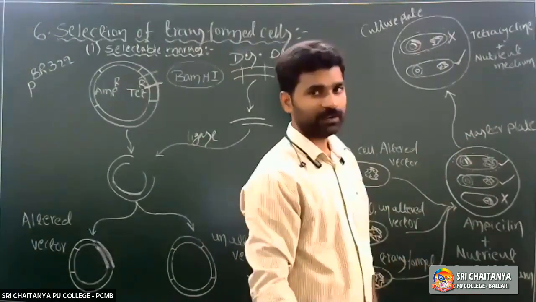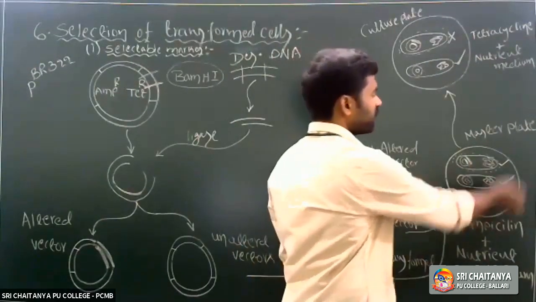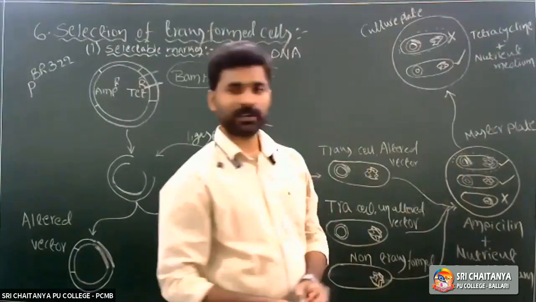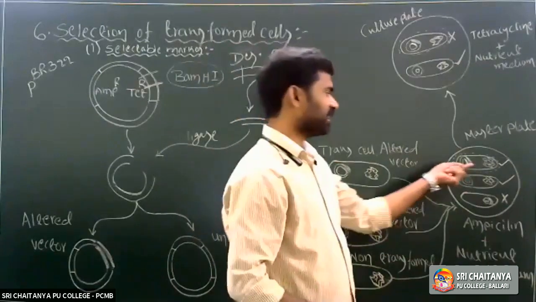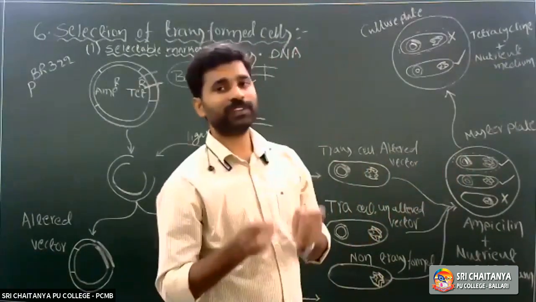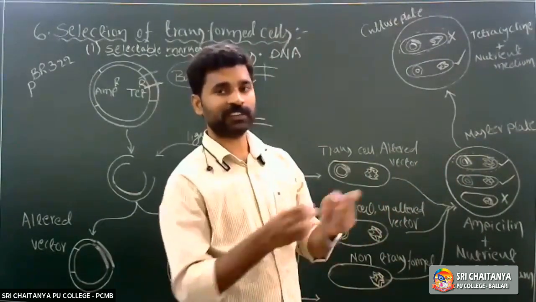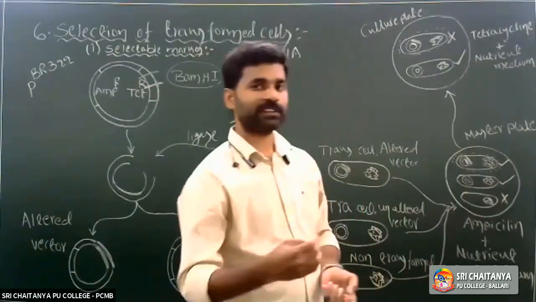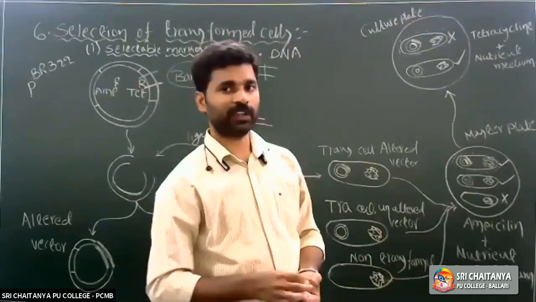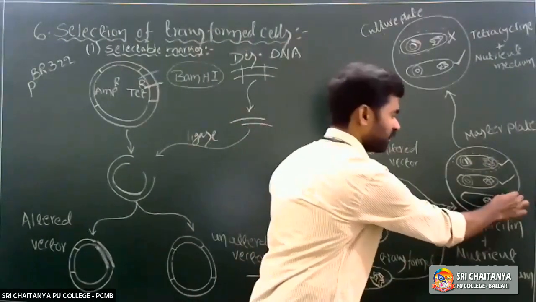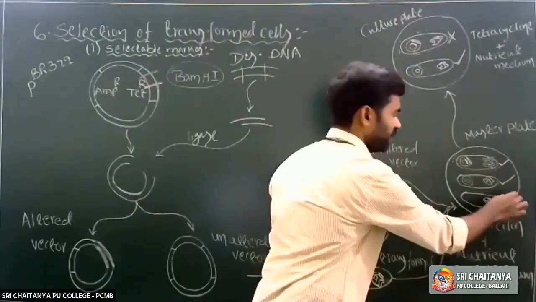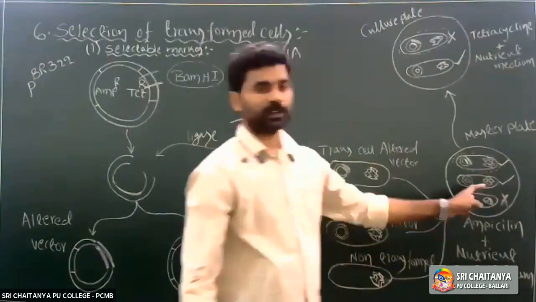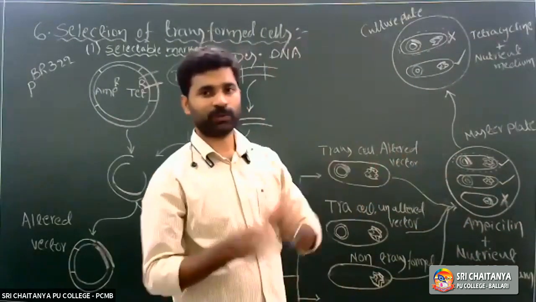Ampicillin nutrient medium. Okay, right? So what type of bacterial cells can survive in the master plate here? The bacterial cells which have ampicillin antibiotic resistant genes can survive. The bacterial cells which lack ampicillin resistant genes are eliminated. It means non-transformed cells are completely eliminated from the medium. Transformed cells can survive. All right.